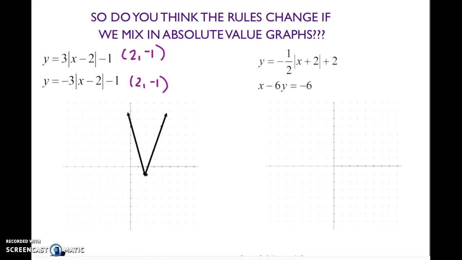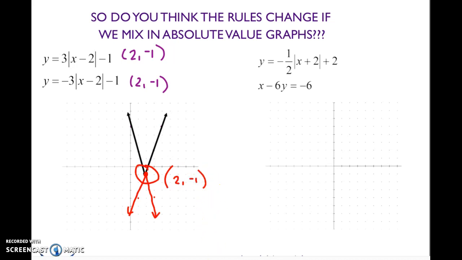And then if I graph the bottom equation, I have the same vertex. So that right away shows me my point of intersection. But then I'm counting down 3 over 1 and down 3 over 1. So when we want to solve a system of equations, you're looking for the point of intersection. So my solution to this is at 2, negative 1.